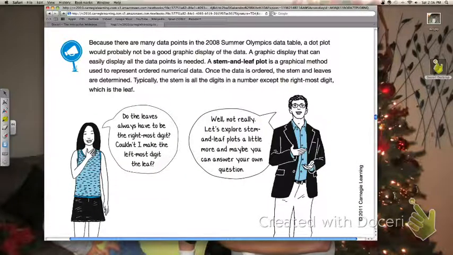So like you talked about with your group members, because there are many data points in the 2008 Summer Olympics data table, a line plot would probably not be a good graphic display of the data. A graphic display that can easily display all the data points is needed. A stem and leaf plot, make sure you highlight that, is a graphical method used to represent ordered numerical data. Again, remember, that's ordered numerical data. Once the data is ordered, the stem and leaves are determined. Typically, the stem is all the digits in a number except the rightmost digit, which is the leaf.